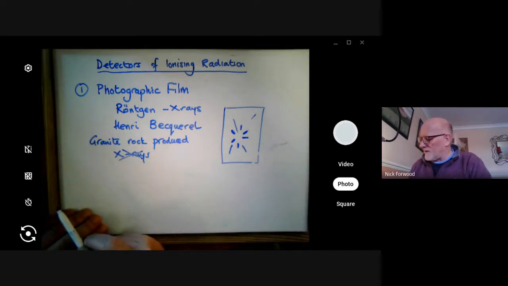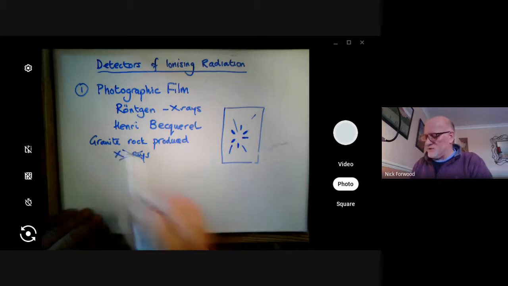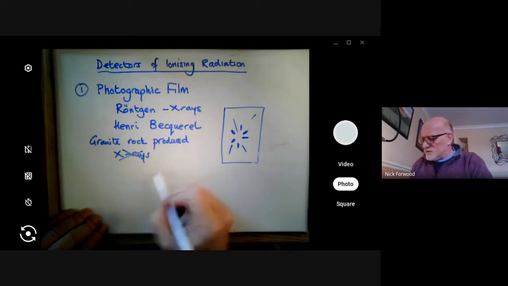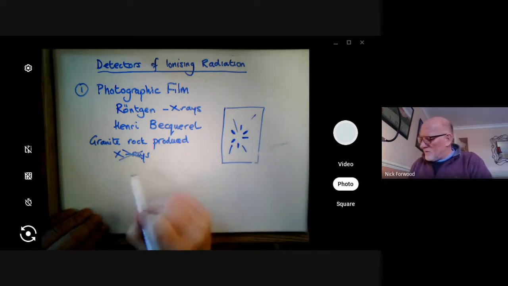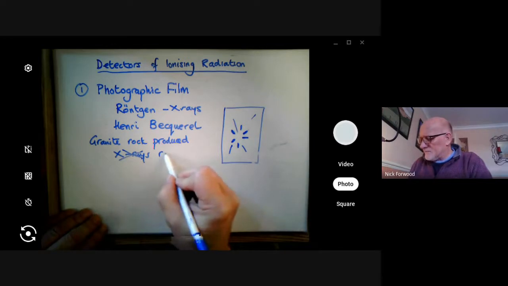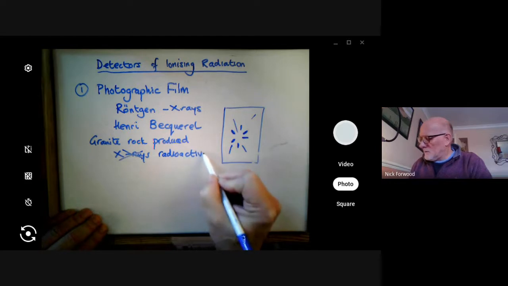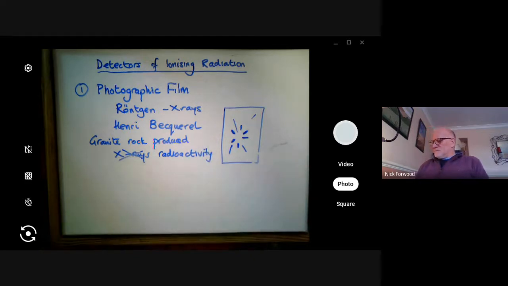So what he had in fact discovered was that granite rock wasn't producing X-rays, because the little tracks were a different shape. It was producing tracks of radioactivity, and not X-rays. So now we had a way of detecting radiation by putting a piece of photographic film in the way, and that was used for many years to detect alpha, beta, and gamma radiation. So that's our first detector.